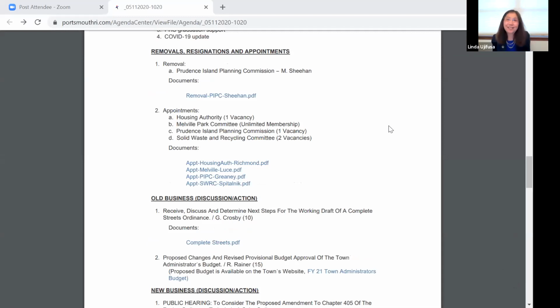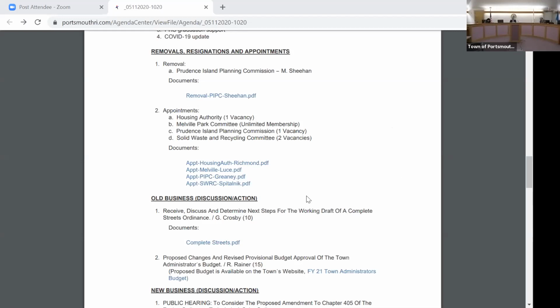We have this audio. So we have a motion and a second, doubled up. All those in favor? Ms. Jukusa? Aye. Ms. Abbott? Aye. Mr. Hamilton? Aye. Mr. Katzman? Aye. Mr. Kelly? Aye. Dr. Ryan? And Mr. Aguirre? Aye. Motion passes 7-0.